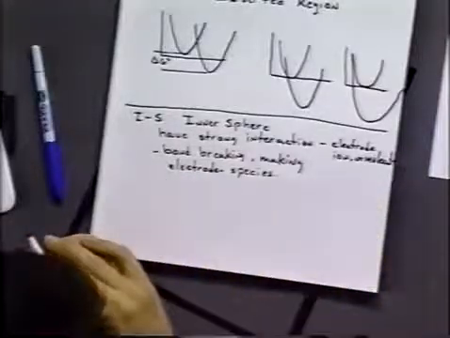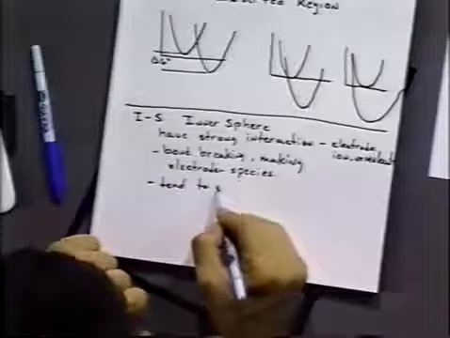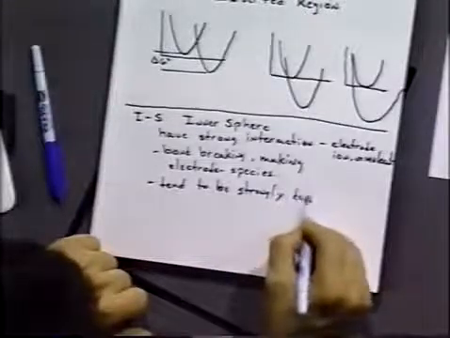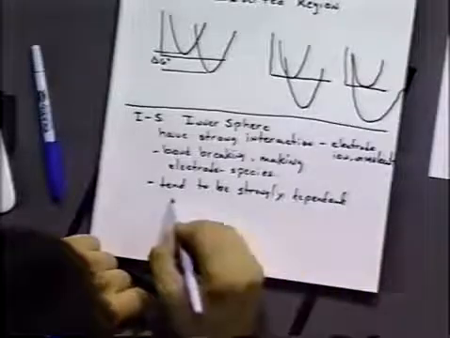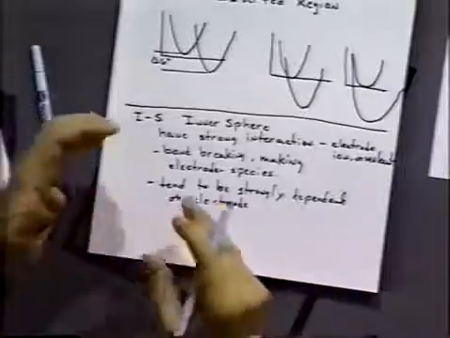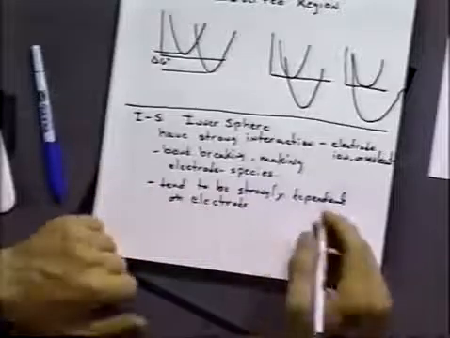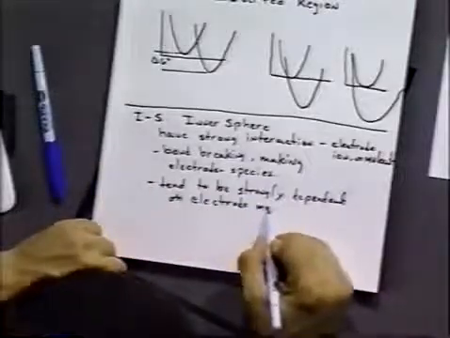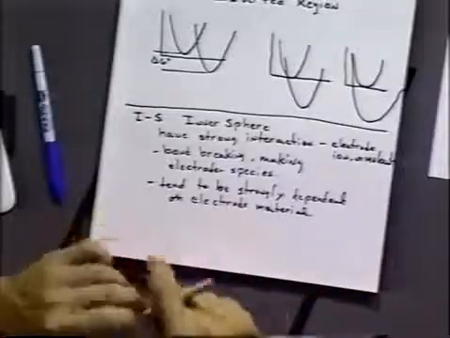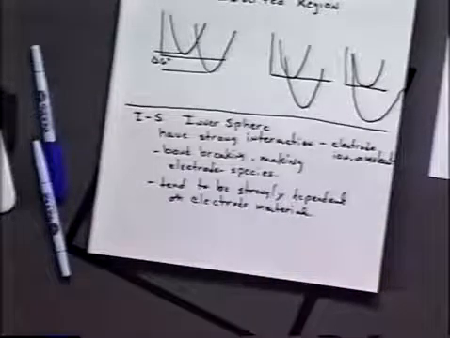What we find also with inner sphere reactions is they tend to be strongly dependent on electrode material. And that makes sense. If we're talking about making or breaking bonds between the material and the electrode itself, we expect the electrode material that it's made of to be involved in that, and the electrode material would be important. The prototypical inner sphere reaction is the reduction of protons.